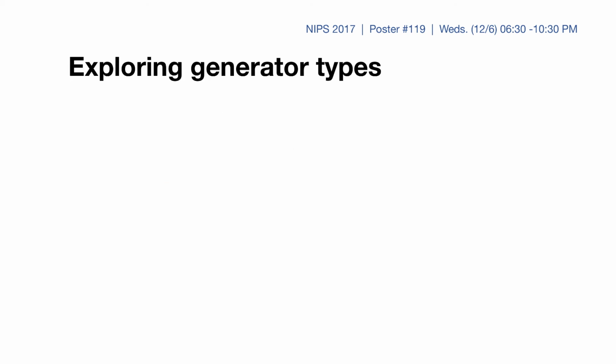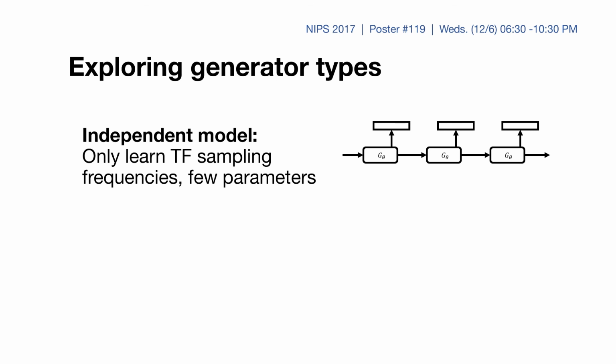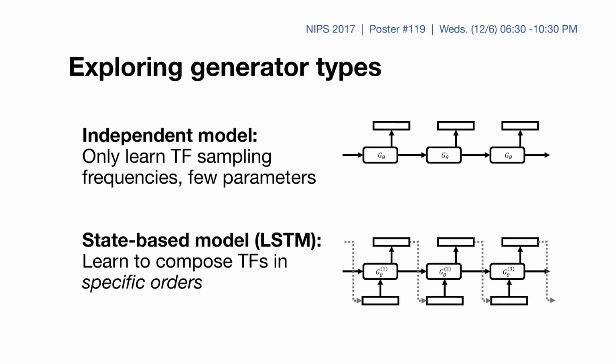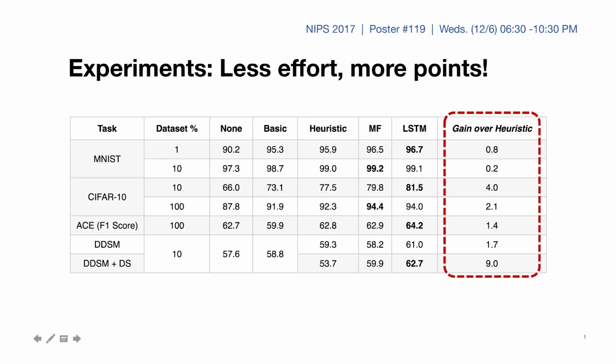In our experiments, we explored two generator types, an independent model, which only learns the sampling frequencies for the transformation functions, and an LSTM generator, which can learn to compose transformation functions in specific orders. Using our approach, we see strong gains over standard heuristic augmentation approaches for image classification tasks, relation extraction tasks over text, and a mammography imaging task in collaboration with radiologists.